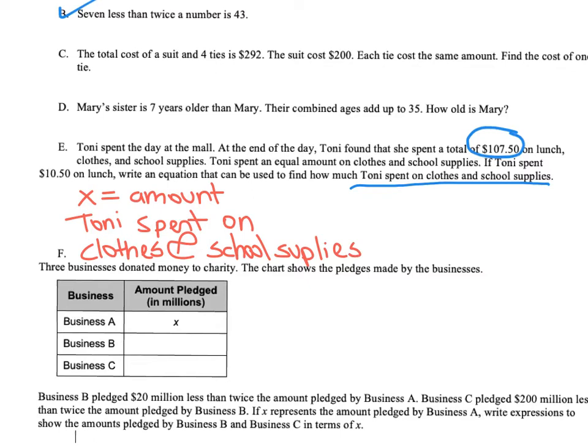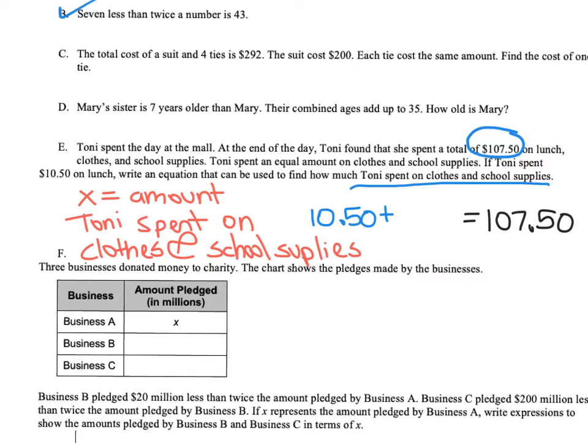Now, I like to work backwards and figure out what makes up the total of $107.50. So I know something's going to equal out to $107.50. And I know that the total comes from the amount he spent on clothes and school supplies plus lunch. And I'm told that he spent $10.50 on lunch, so that's part of the total of $107.50. And then I'm going to add to that what he spent on school supplies and clothes.